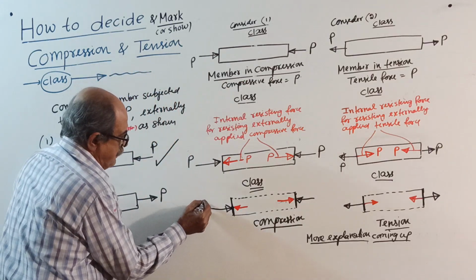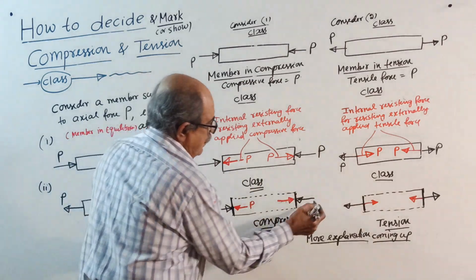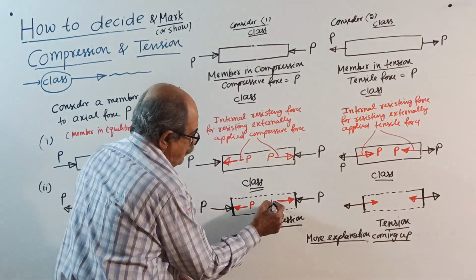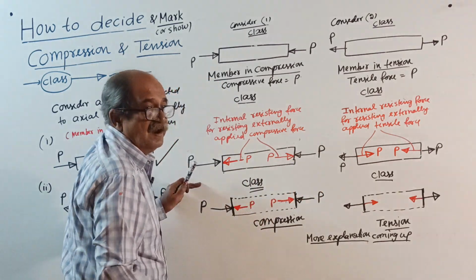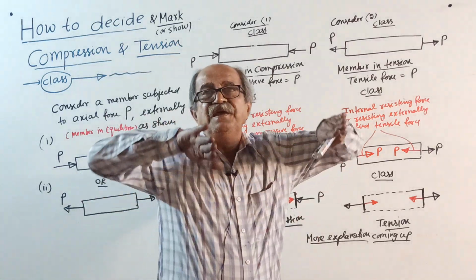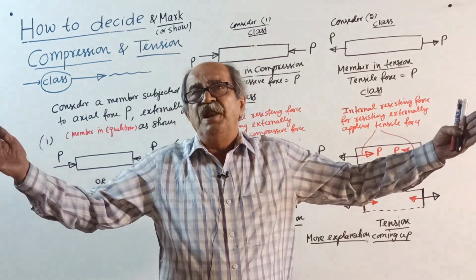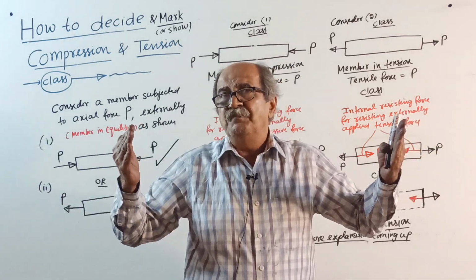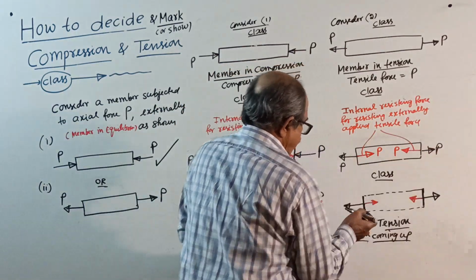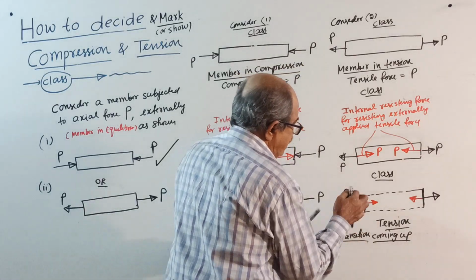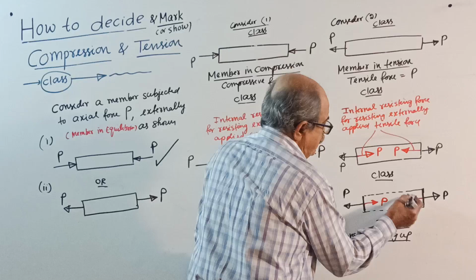If a force P is applied here, a balancing force P will come here. Or if we apply a force P here, a balancing force P will come here. This is compressive, this also is compression. Internally a force will come this way only when a member is in compression. When a member is in compression, then the member will give force like this. If you apply a force P here externally, the internal resisting force will come this way. If you apply force P here, internal resisting force P comes this way.